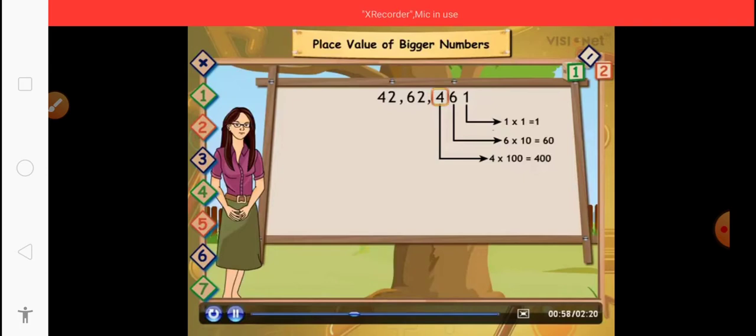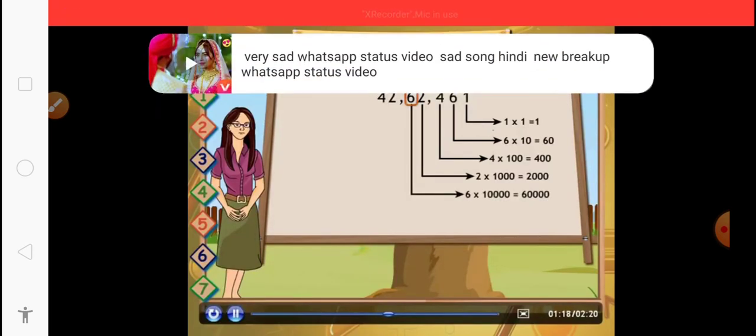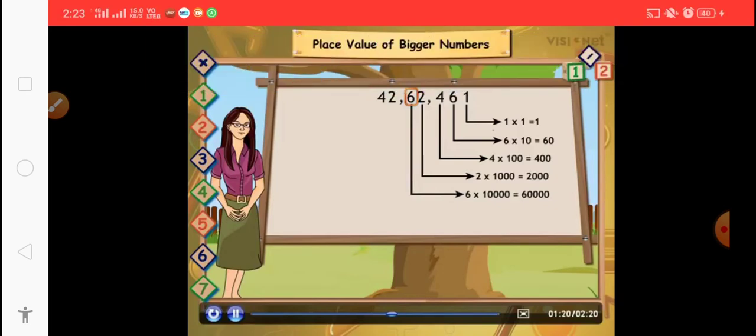Look at the digit 2. It is at 1000's place. So its place value is 2 multiplied by 1000 is equal to 2000. Now look at the digit 6. It is at 10,000's place. So its place value is 6 multiplied by 10,000 is equal to 60,000.